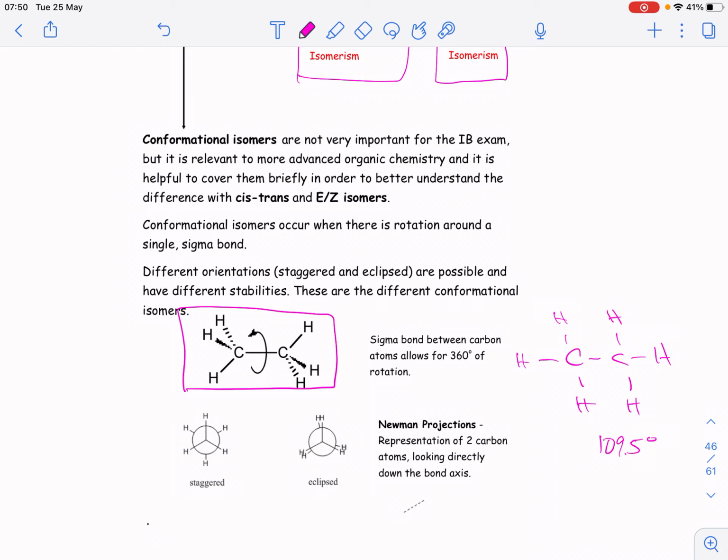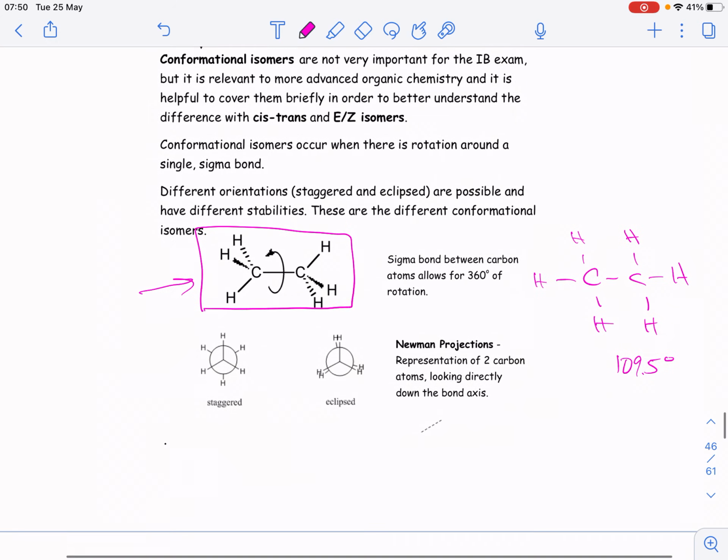And so this drawing here, which uses the dash wedge type of structure to try to indicate the three-dimensional nature of the structure, gives a bit better picture of what it actually looks like. And then these things down here called Newman projections, which really are not a part of the IB syllabus, try to show you what it would look like from end on.